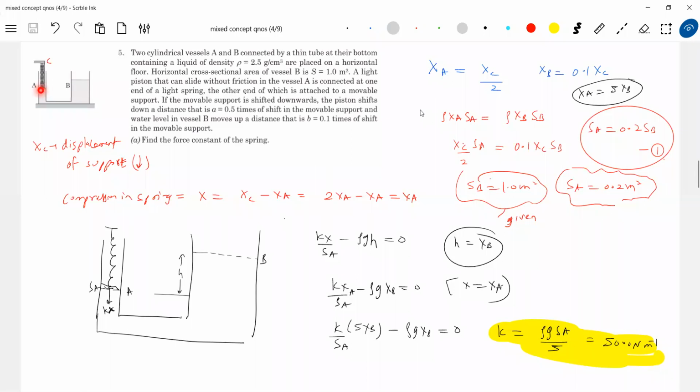How much of A will undergo displacement, not that much of B. So your volume, you should take that one, SA into XA, that one here. So the volume of this liquid. I think I have to stick on to this idea, no?